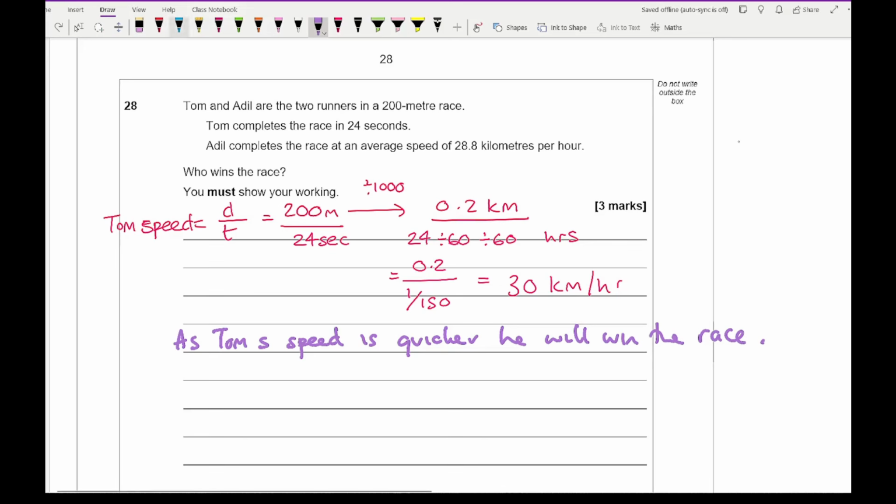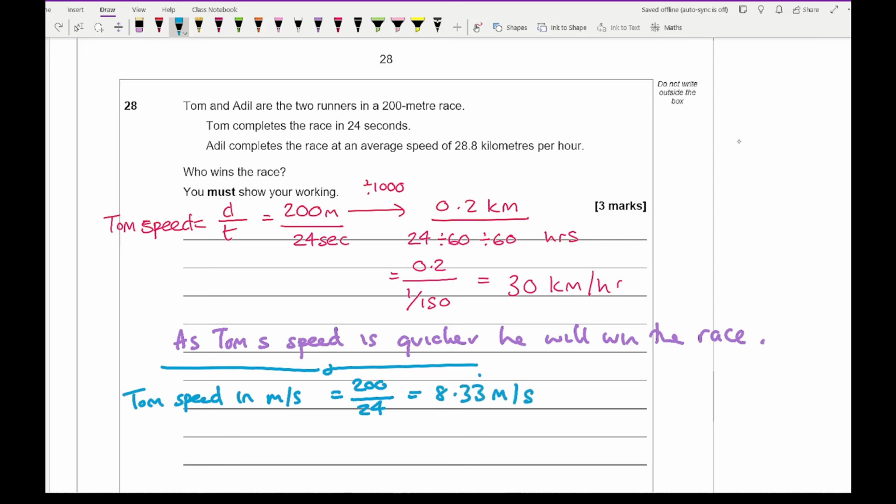An alternative method, you could have converted Ardil's speed into meters per second, because then we can work out Tom's speed. So if I just write Tom's speed in meters per second, that's going to be 200 over 24. And if I type that into my calculator, I get an answer of 8.3 recurring. So it's 8.33, and that's meters per second.